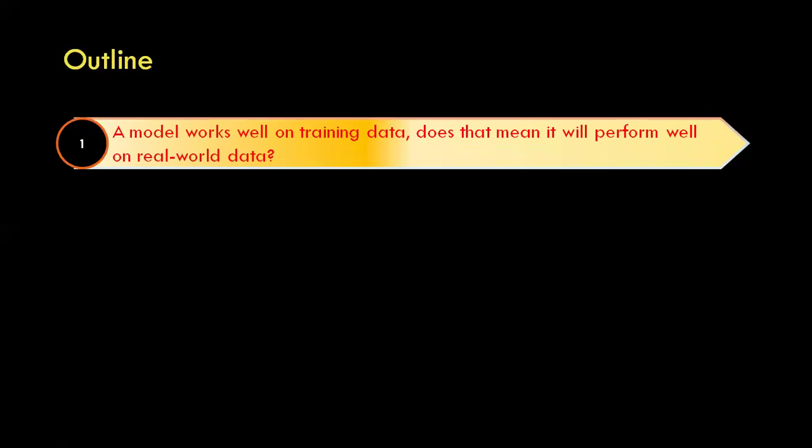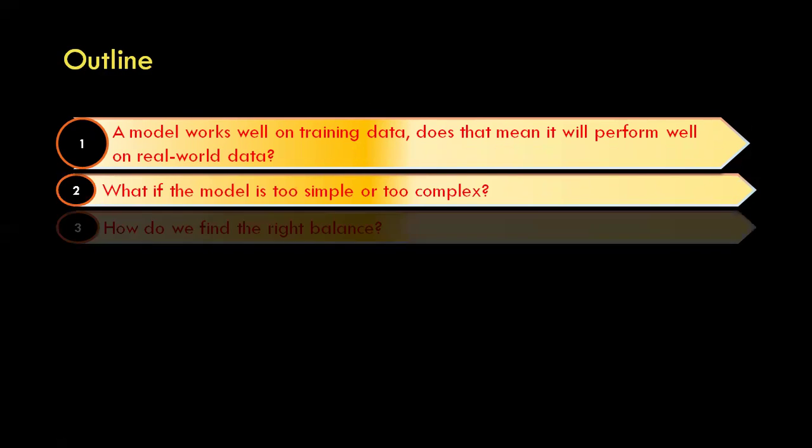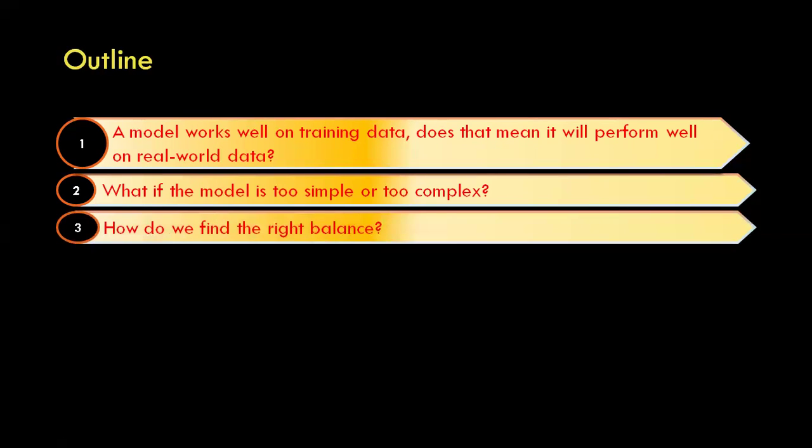Let's say a model works well on training data. Does that mean it will perform well on real world data? The next question is, what if the model is too simple or too complex? How do we find the right balance? How do you find the right balance between bias and variance?